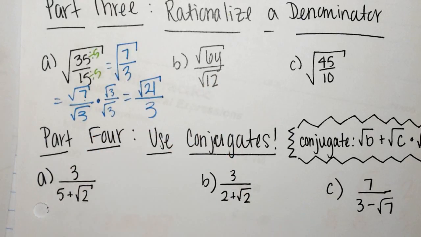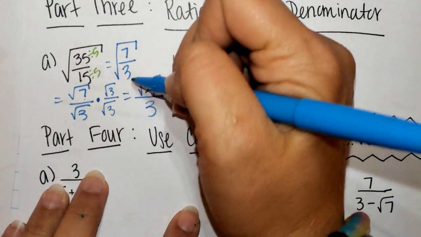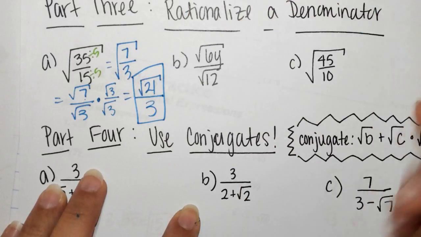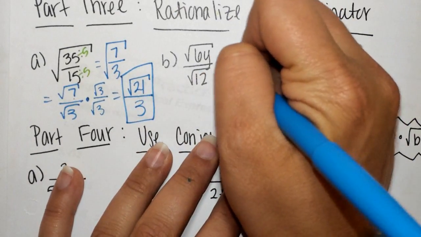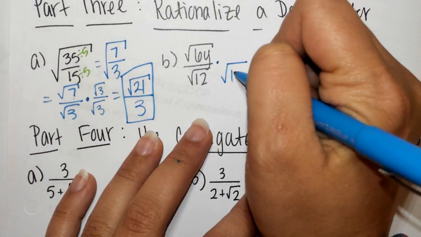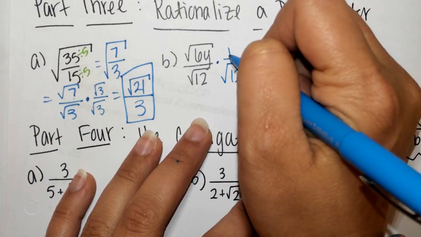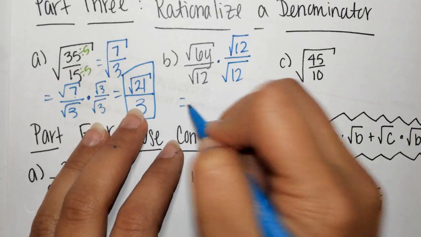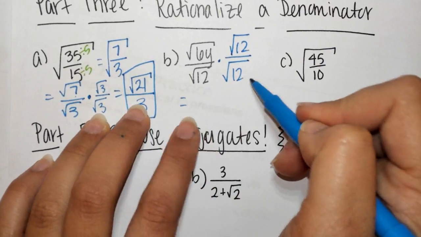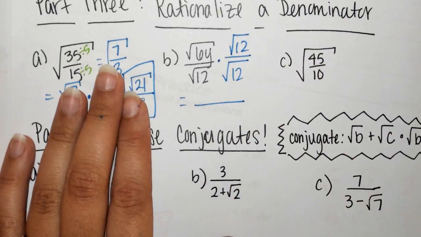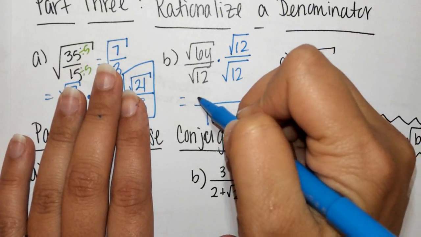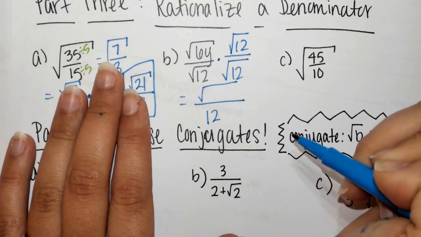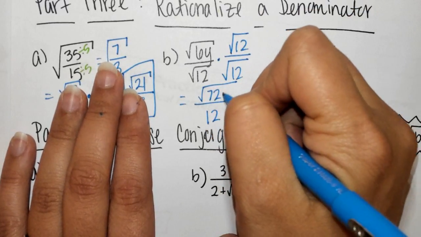Now, what about B? What would you do there? Multiply by the square root of 12, because it's already broken apart. You could reduce first, or we could just go ahead and multiply by the square root of 12. The square root of 12 divided by the square root of 12 becomes what? 12. Now we have to take the square root of 6 times 12, which is the square root of 72.